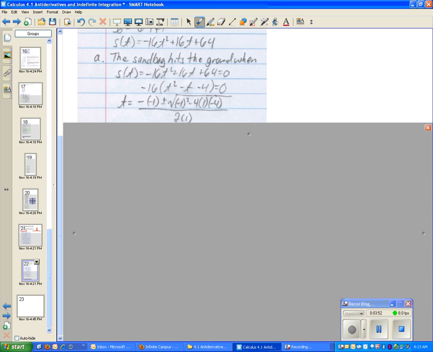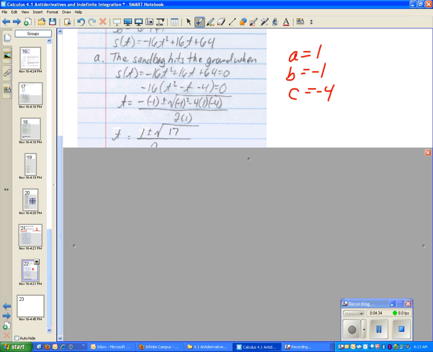So t equals. Now, A is the coefficient of t squared. B is the coefficient of t. And C is the constant. And the formula is x equals, in this case t equals, negative b, so it'll be negative of negative 1, plus or minus the square root of b squared, so that's negative 1 in parentheses, squared, minus 4ac. So minus 4 times 1 times negative 4, and all of that is over 2a. So all of that is over 2 times 1.